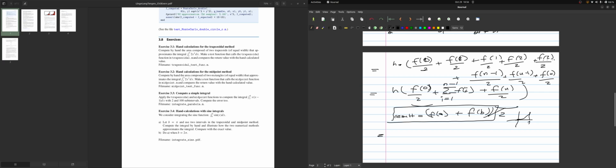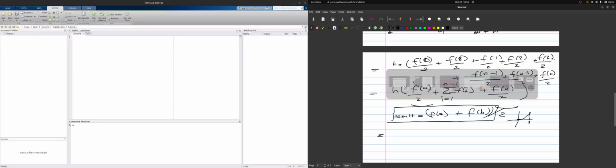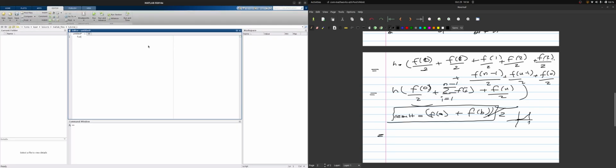So let's create an algorithm with Matlab. For example, we'll have a function that will return basically the trapezoidal integral, and the name of the function is trapezoid. This is trapezoidal, and this function takes a function, a starting point, an ending point, and the number of divisions.